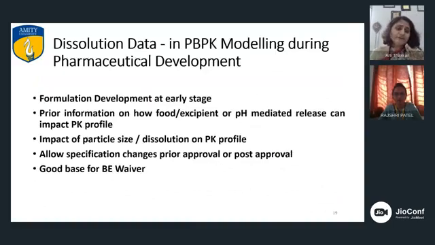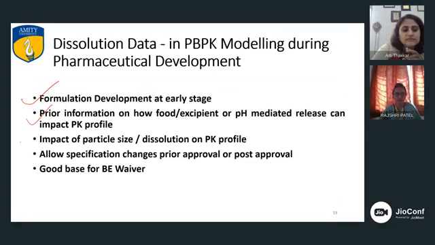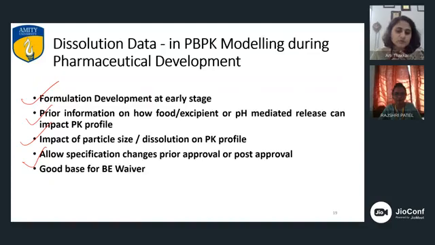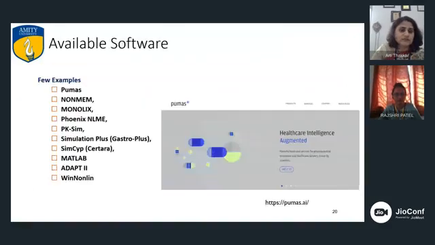So in a nutshell, we can say dissolution data in PBPK modeling can help formulation development. Early stage, you can know about it. It can give prior information on how food or excipients can affect, how much particle size or dissolution affects the PK profile, how specific, it allows specification changes, prior approval or post approval, and it can give you a good database for bioequivalence waiver or so. So this can be helpful.